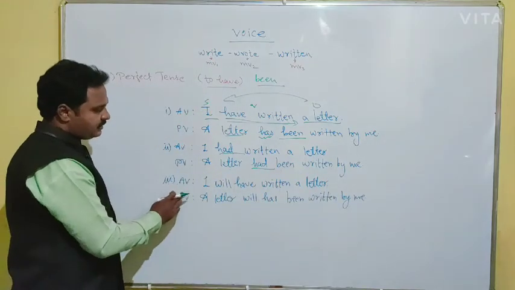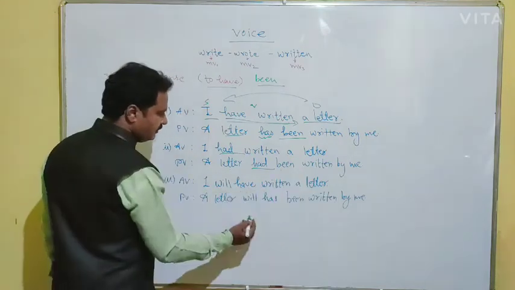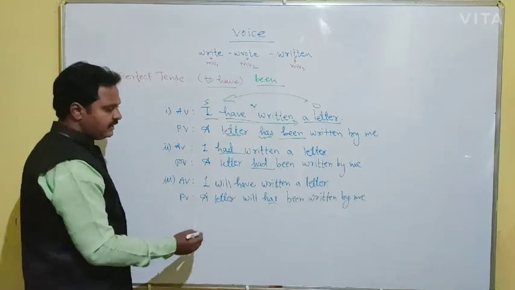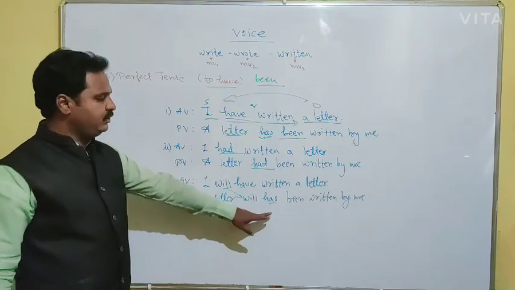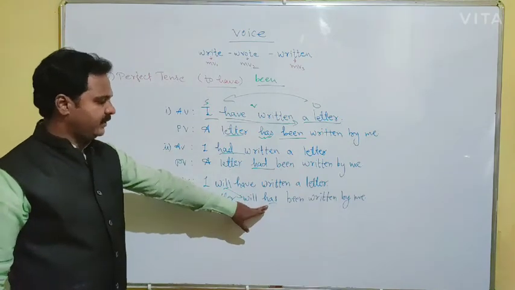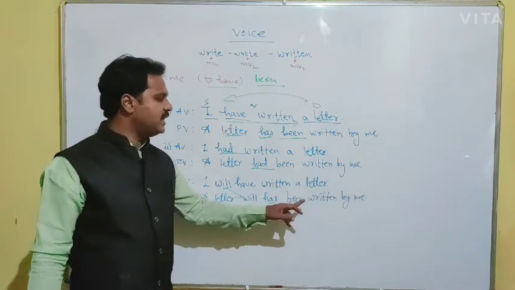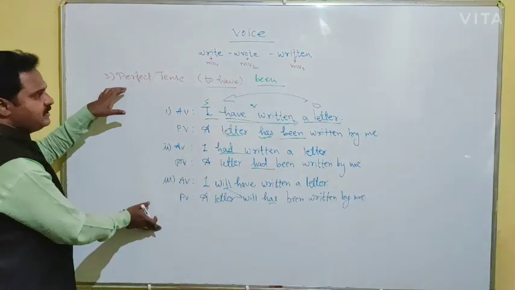Perfect future tense: I will have written a letter. Third person singular: a letter will has. First of all, we use that tense, the future tense. Then we use the making tense, that is perfect tense. I will have written a letter. A letter will have been written by me. So this is a table of perfect tense active to passive voice.